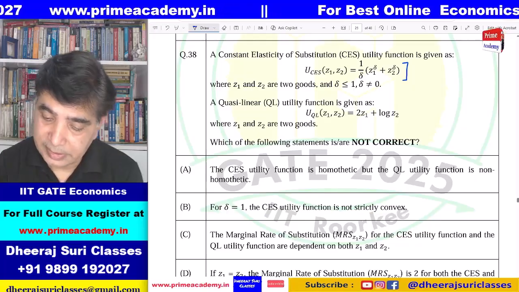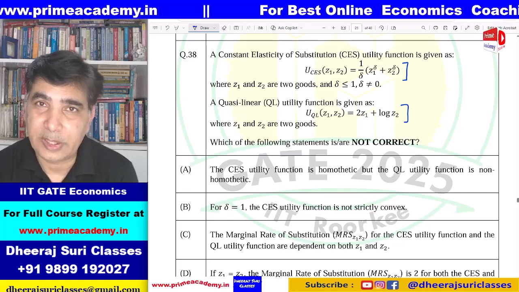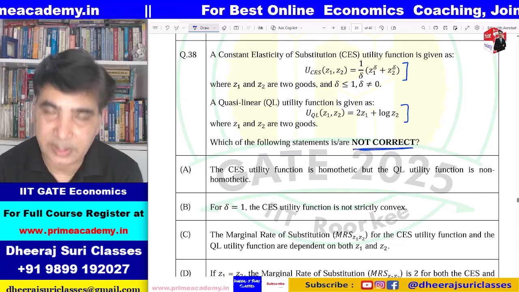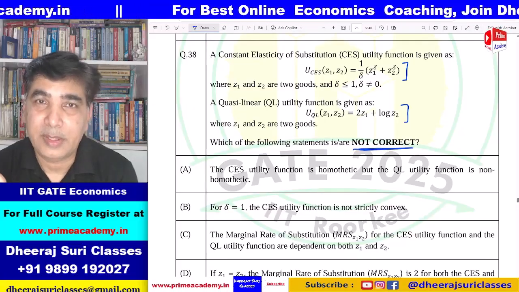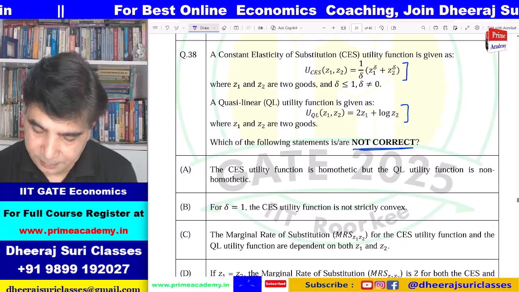But this quasi-linear is non-homogeneous. So it is not homothetic. So this is the correct statement, but I am trying to find the not correct statement. So this is not my answer. Because A is correct, I am trying to find out the incorrect statement. So A is not my answer.